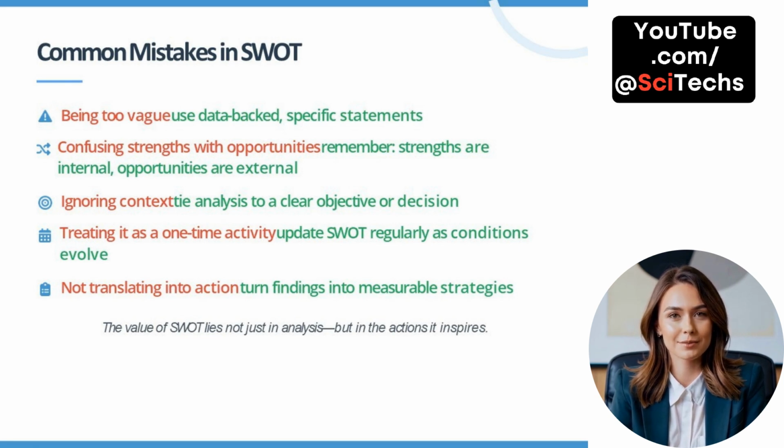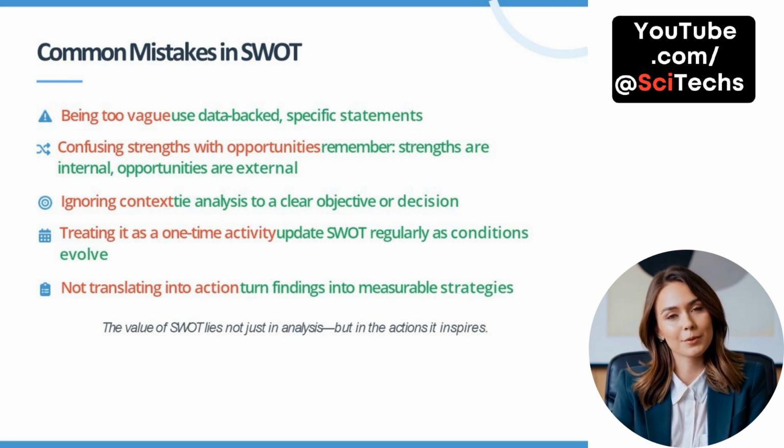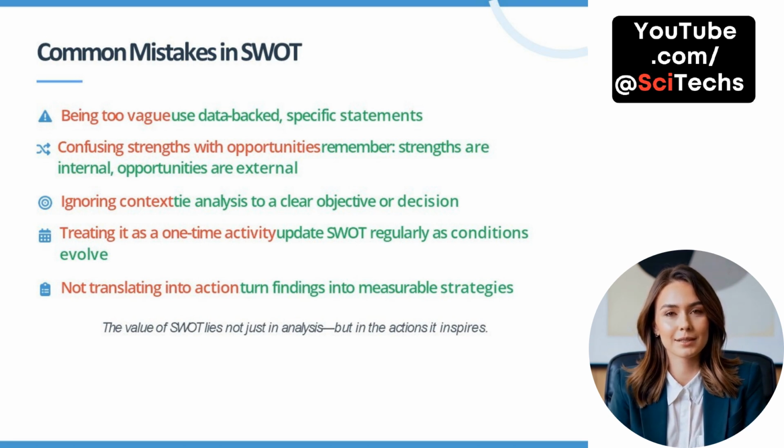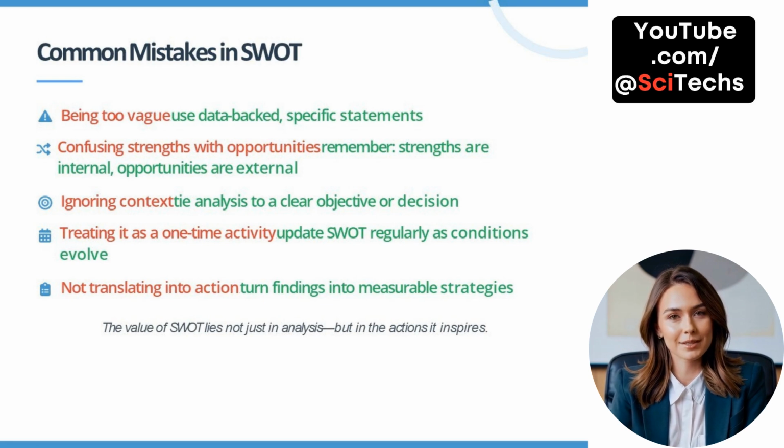Common mistakes in SWOT. Several common mistakes can reduce the effectiveness of a SWOT analysis. One of the most frequent is being too vague, listing general traits instead of using specific data-backed statements. For instance, saying "strong brand" is less helpful than saying "90% brand recognition among target customers."